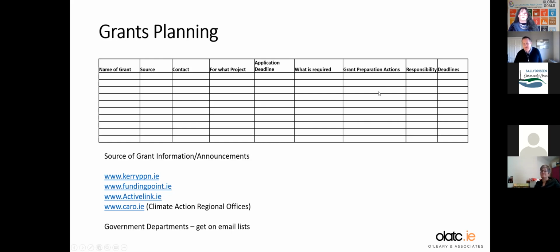And that's really important because, as I said, a lot of people just focus on writing the application form. They forget about all the other stuff, and they miss deadlines because they don't have the supporting documentation required.